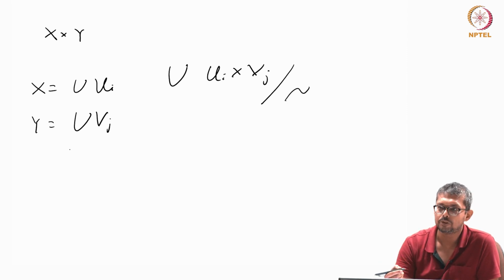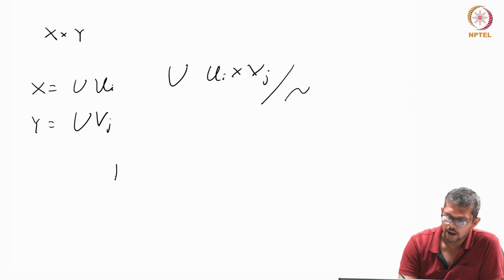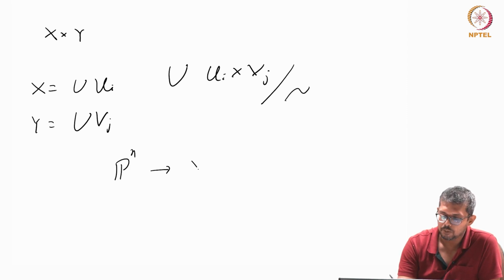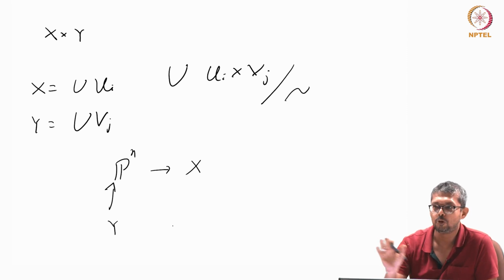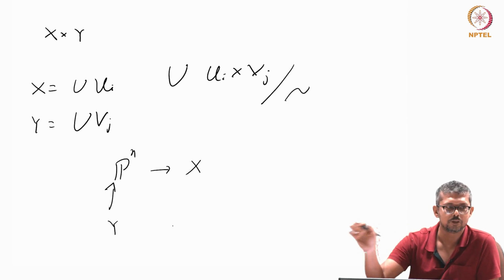I have not done so far, when I define some map from P^n to some X, or some map from Y to P^n, this kind of maps. So one needs to be a little careful how to define such a map. I will do that once I do this. Then you will see maps to projective space or from projective space to something.